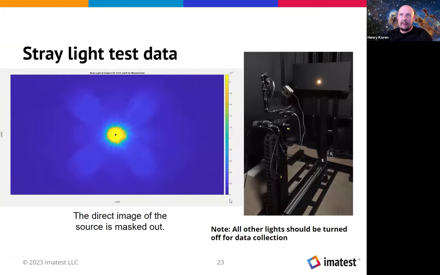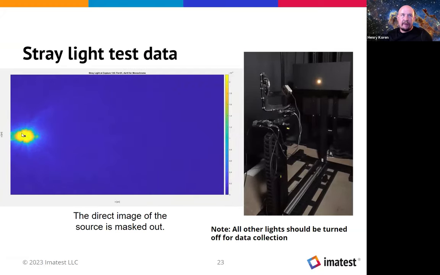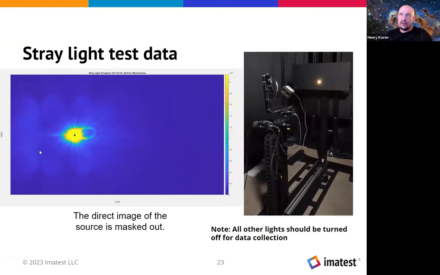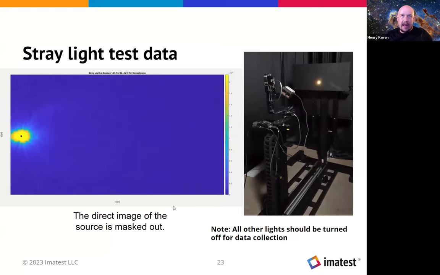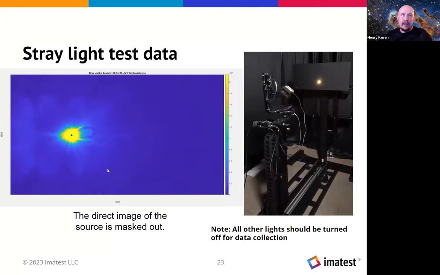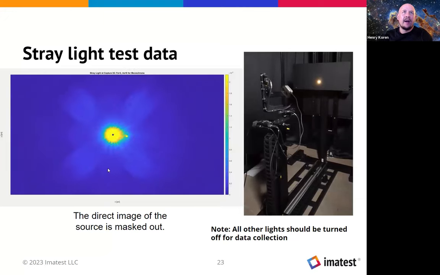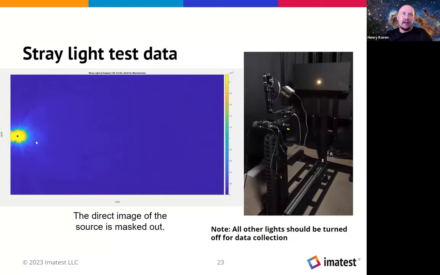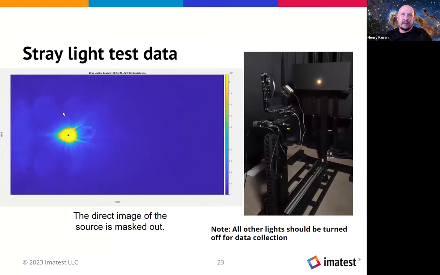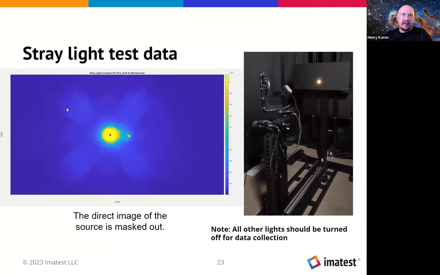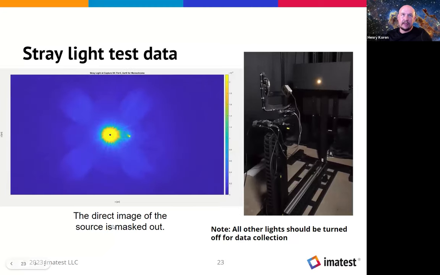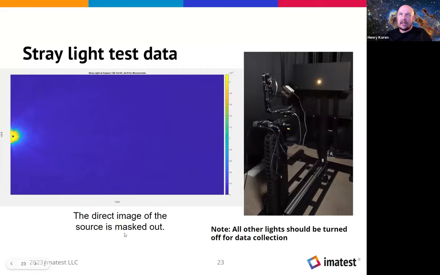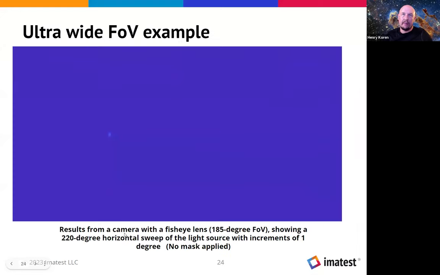This is some example test data, where we've actually masked out the source because the source is not stray light, it's light. That's why you can see the source is masked out with black. And then everything else besides that is stray light. This is moving at 1 degree increments. And you can see at some positions, things will light up, like right there, there's some extra light. Unless you get this detailed map, there may be some angles of light that cause additional stray light. That's why moving through these small increments is valuable.